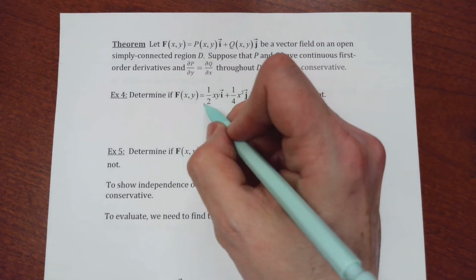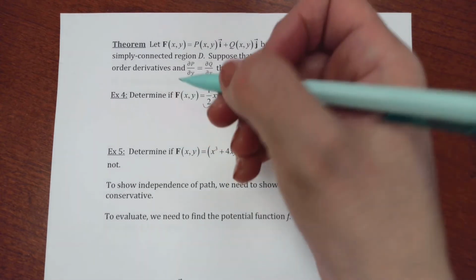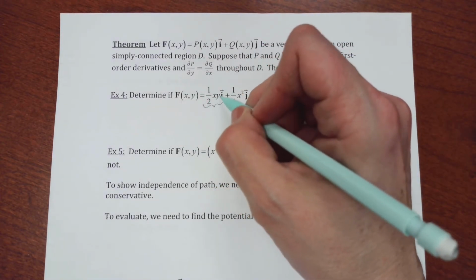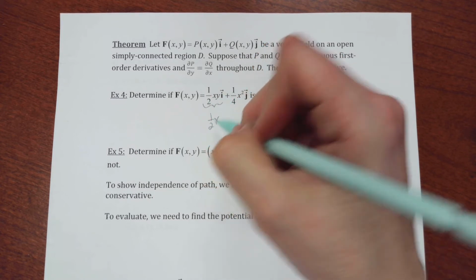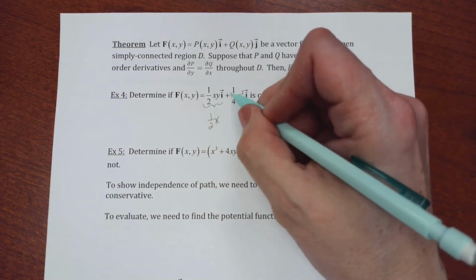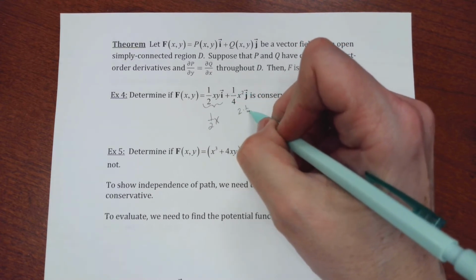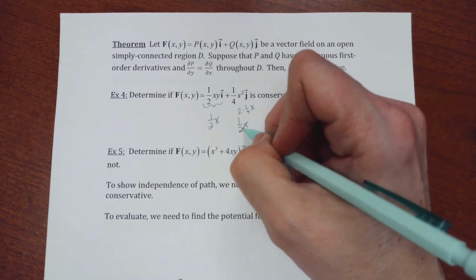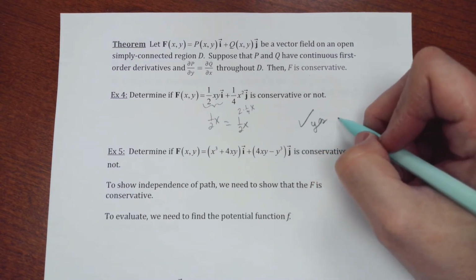So basically, I need to take this piece and do the derivative with respect to y. So that's my p. I need to do the derivative with respect to y. So the derivative of this with respect to y would be 1/2 x. And then I need to do the derivative of this piece, but with respect to x. So 2 times 1/4, and then knock the x down. And so that is also 1/2 x. These are equal to each other. So yes, it is conservative.